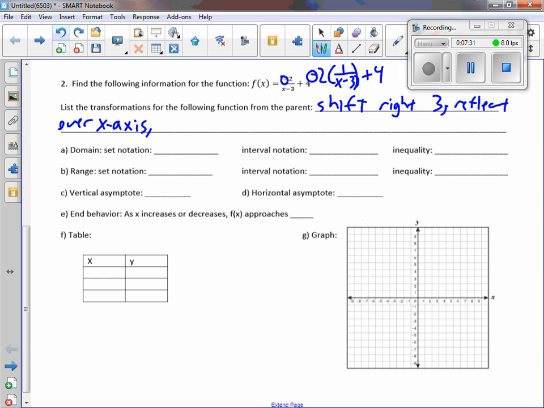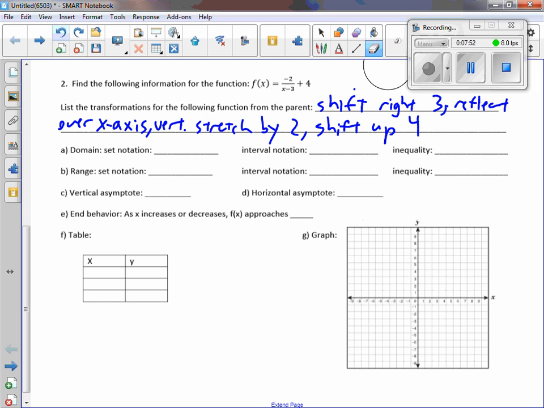The 2 means vertical stretch by 2. The plus 4 is a shift up 4. So that's transformations in a nutshell.